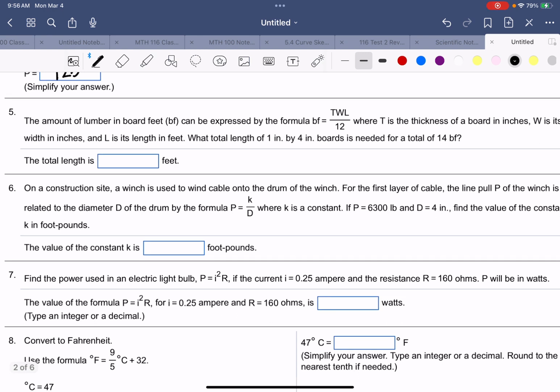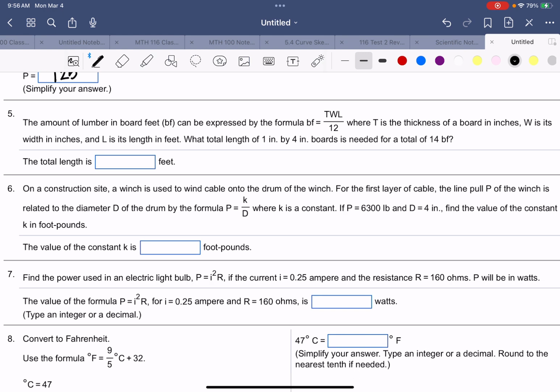Now, number 5 is an example of one that we're going to have to solve instead of simplify. The amount of lumber in board feet, given by the abbreviation BF, can be expressed by the formula BF is T times W times L divided by 12. T is the thickness of the board, W is the width of the board, and L is the length. And they ask us what total length of a 1 inch by 4 inch.